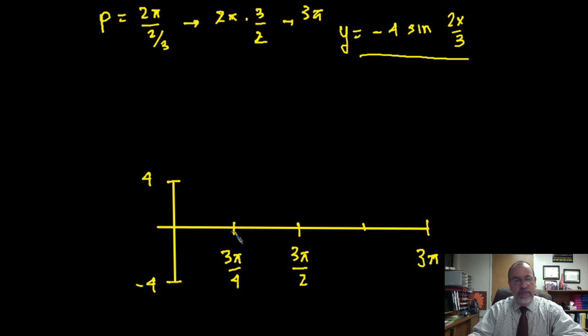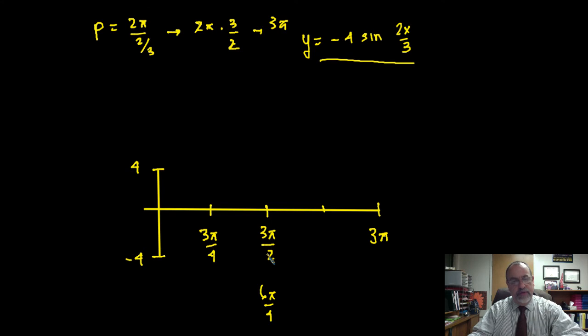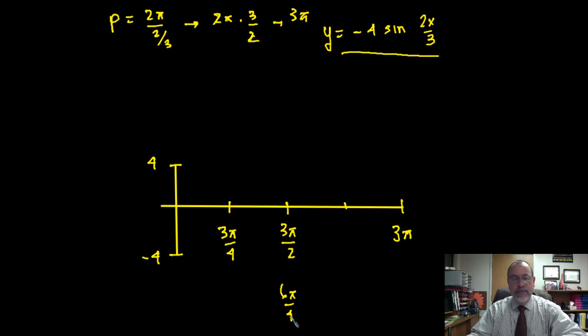So 3 pi over 4 would be from here to here. Another 3 pi over 4 would be 6 pi over 4, which reduces to 3 pi over 2. Add another 3 pi over 4 to this, that's going to be 9 pi over 4. And then add another 3 pi over 4 to that, and you have 12 pi over 4, which reduces to 3 pi. So I have the proper units here.